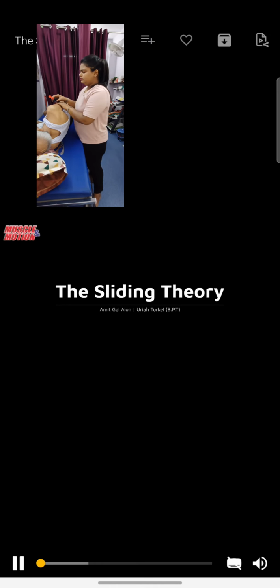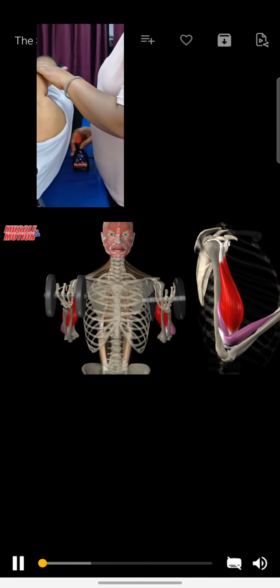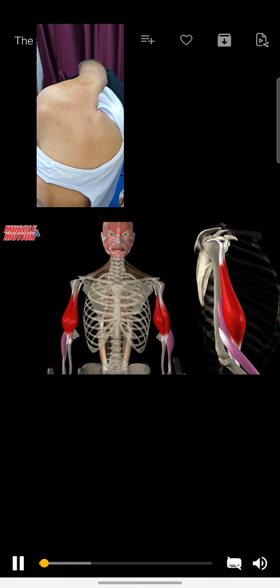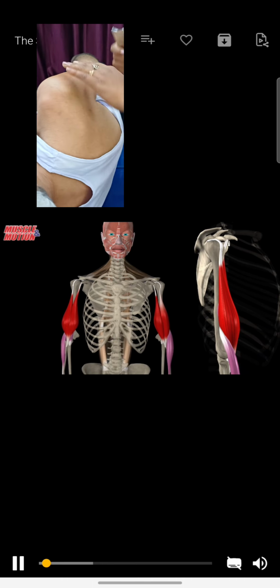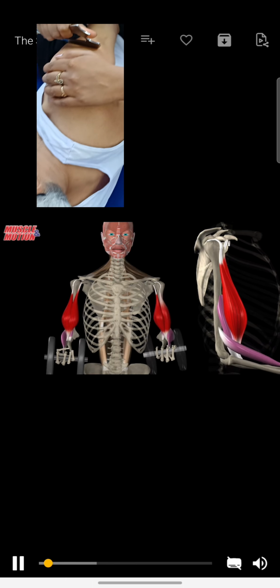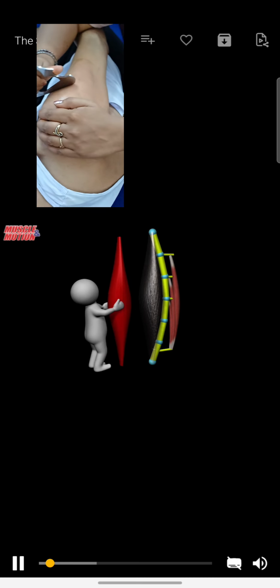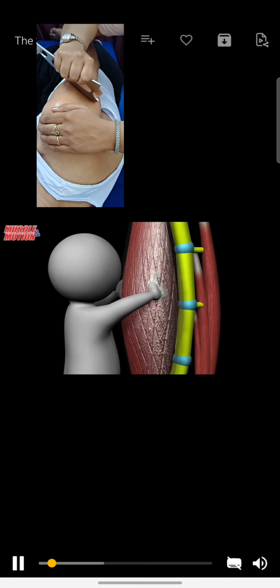Theory. The sliding filament theory refers to the mechanism by which muscles are thought to contract to produce force at the cellular level. Let's take a look at the cross-section of a skeletal muscle.